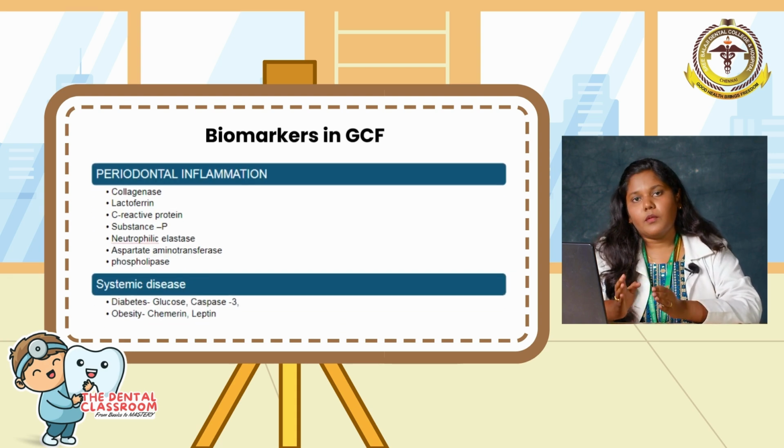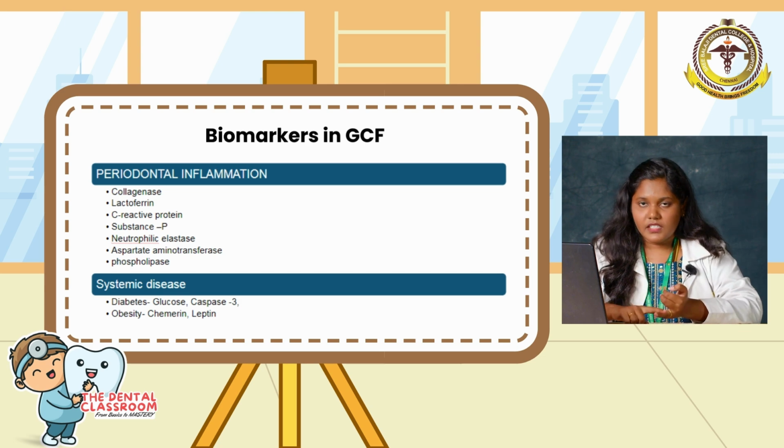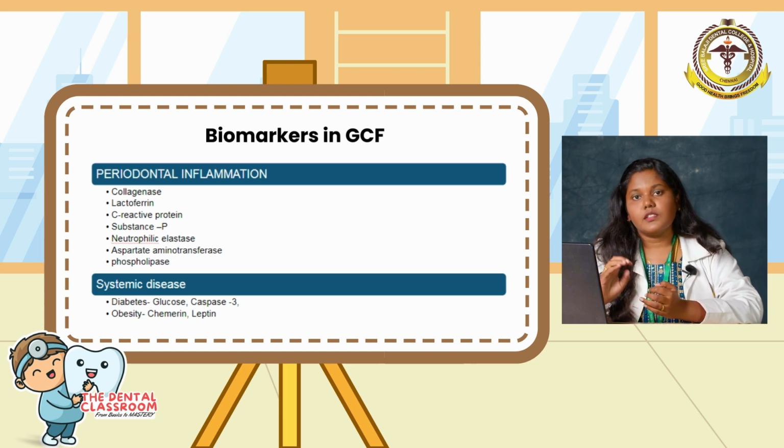The periodontal biomarkers include the collagenases, the matrix metalloproteinases, lactoferrins, C-reactive proteins, which also indicate the presence of a systemic inflammation, and substance P, neutrophil elastase, which is a byproduct of the neutrophils that is going to act on the elastic fibers and cause lysis of them, and aspartate aminotransferase, which is going to be increased due to increase in inflammation, and the phospholipases that are going to cleave the lipid molecules.